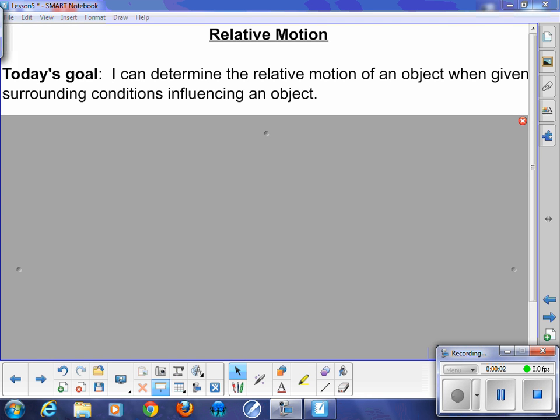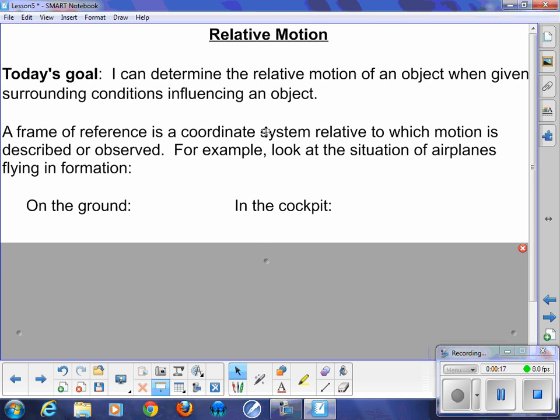Hello and welcome to the lesson on relative motion. So our goal today, I want you to be able to determine relative motion of an object when given surrounding conditions influencing an object. Relative motion is a neat concept because it's probably something you've never really thought about, but you run into quite often.